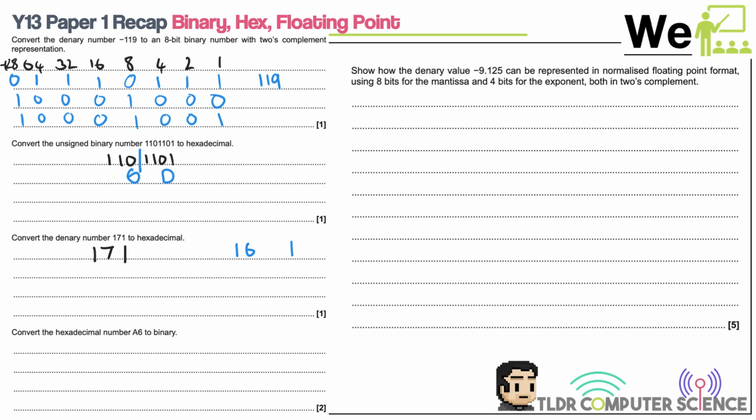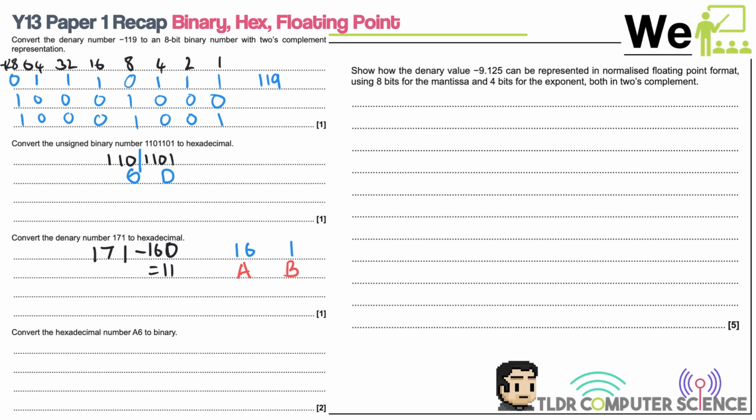10 16s is 160. 11 16s would be 176, too far, so it would be 10 16s, and then 171 take away 160 gives you 11. So you've got 10 and 11. However, we'd write it down as 10 and 11. No, we'd write it down as A, B. Alternatively, if you wanted to convert it to binary and then turn that into hexadecimal, it's also completely fine. Obviously do it as a byte.